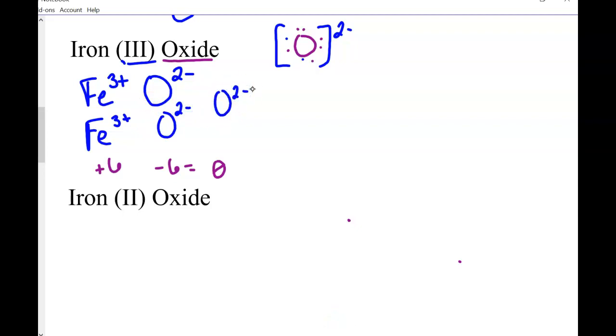So that means that the formula for iron 3 oxide is Fe2O3. I'm going to need 3 oxides with a charge of 2- to balance out the charge of those 2 irons with the 3+ charge. Now there's a little trick here. You might see a pattern.